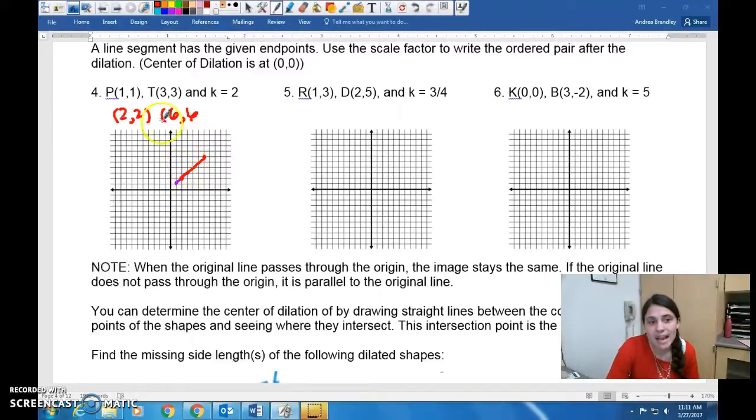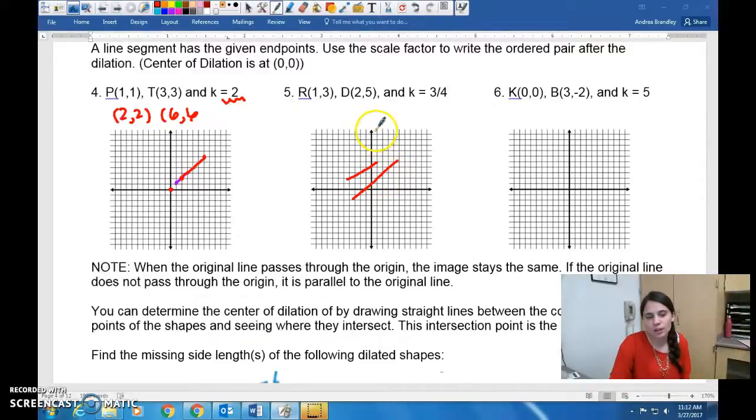So notice that yes, it's an enlargement because this is greater than 1, so my line gets longer, but it's on the same line. The reason for that is our center of dilation at 0, 0 is also on that line. So if your line goes through 0, 0, through your center of dilation, then your line is going to stay the same. If your line does not go through 0, 0, like say it goes through right here, then your dilated line is going to be parallel to your original line, but not the same line.